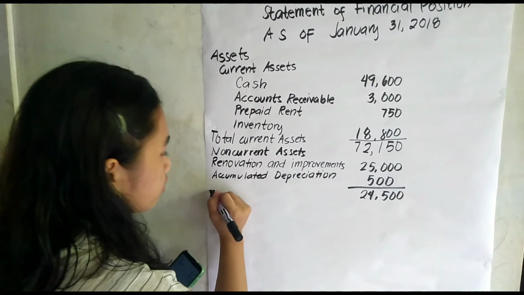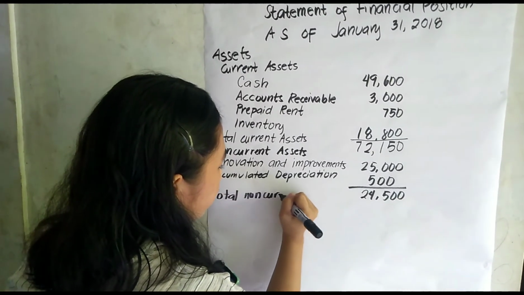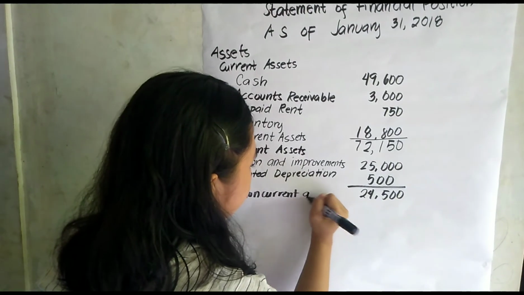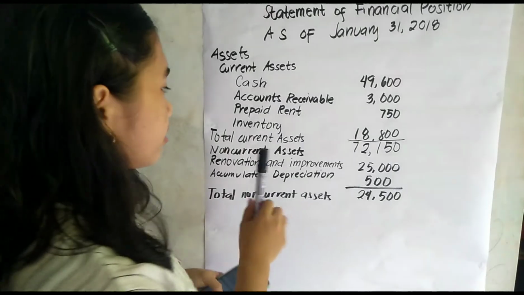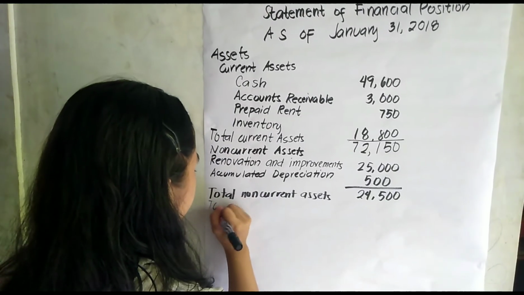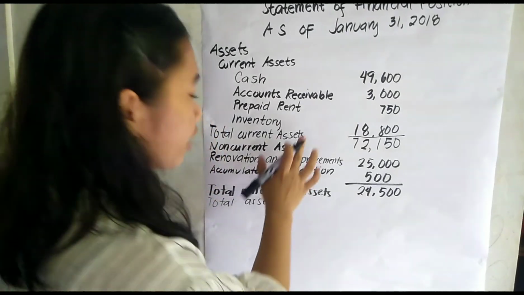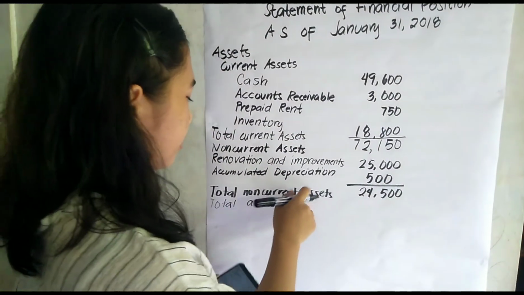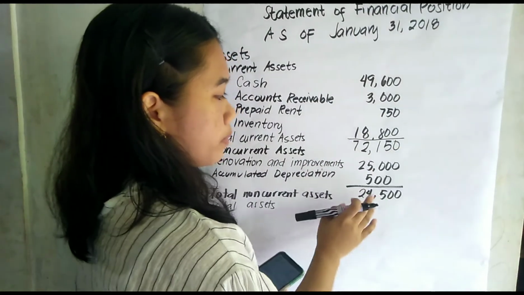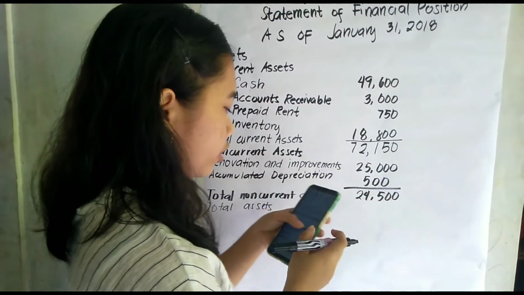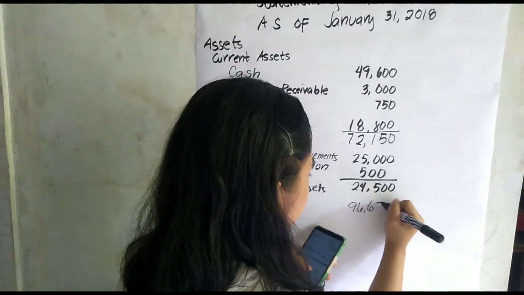Next is the total non-current assets. Next is the total assets. Add the non-current and the current assets. 72,150 plus 24,500 is equal to 96,650.